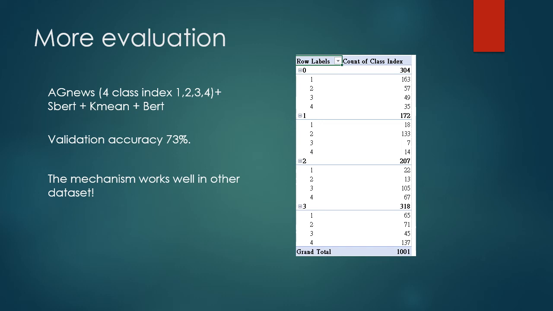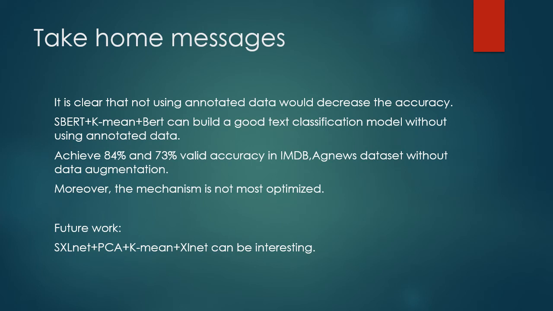And I fed the clustering result into BERT. The validation accuracy is 73%. It shows that this mechanism works well with other datasets. It is clear that not using annotated data would decrease the accuracy. However, SBERT with k-means with BERT can build a good text classification model without using any annotated data.